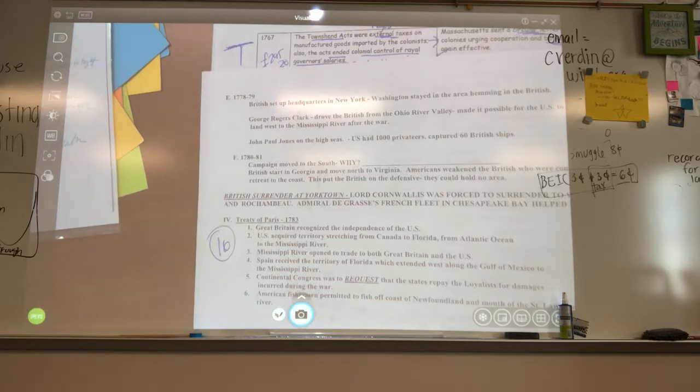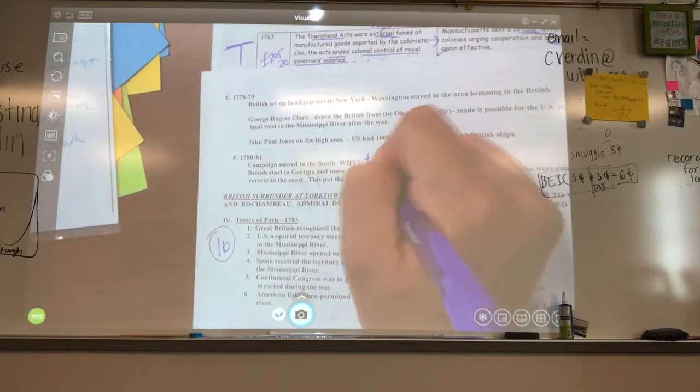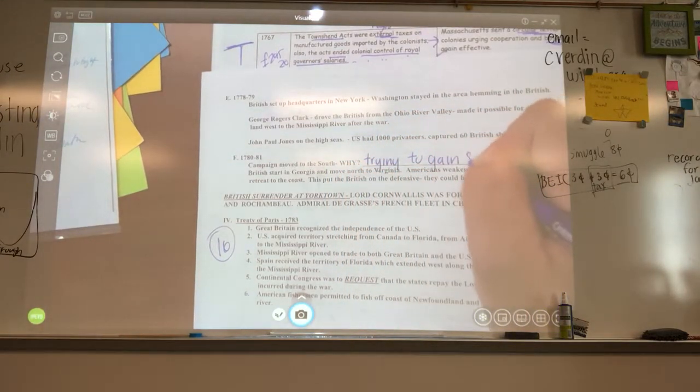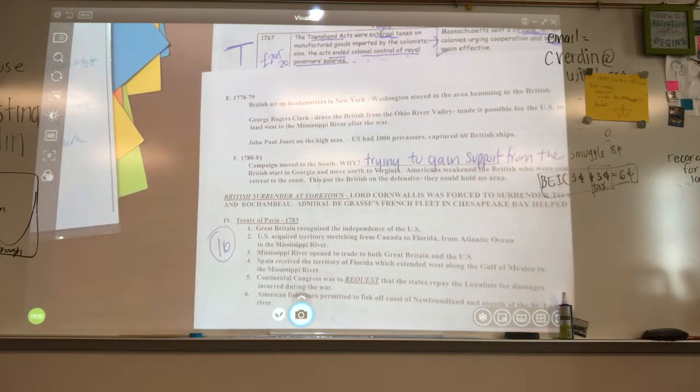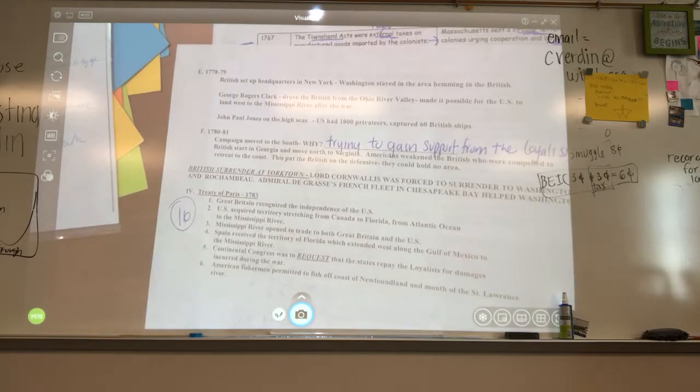Why do you think the British go south? Because they have supporters down south. Because they're trying to gain support from the loyalists. Right, so they're gonna go all the way to Georgia, and they're gonna march their troops to Georgia and say, hey loyalists, join us, we're marching to Virginia. And then they go to South Carolina, they're like, hey loyalists, if you're with us, march with us. And then they go to North Carolina, they say, hey loyalists, if you're with us, march with us to Virginia.